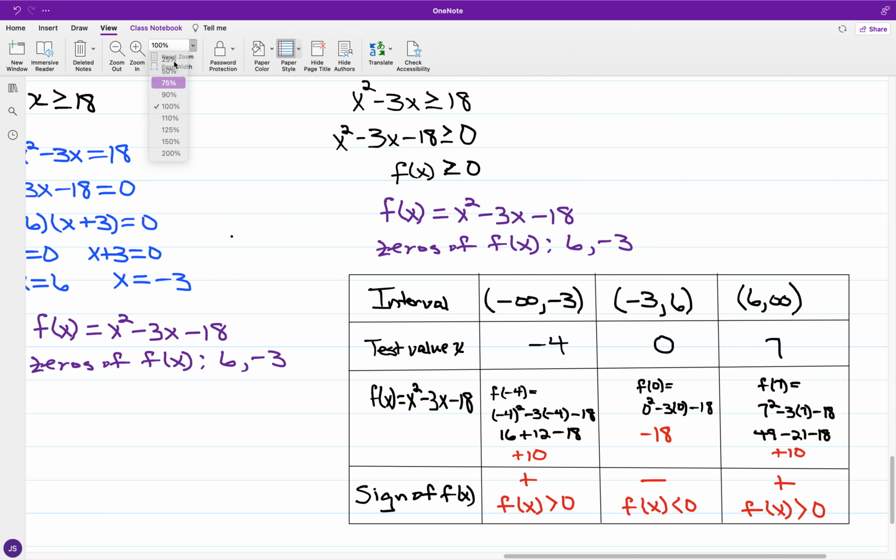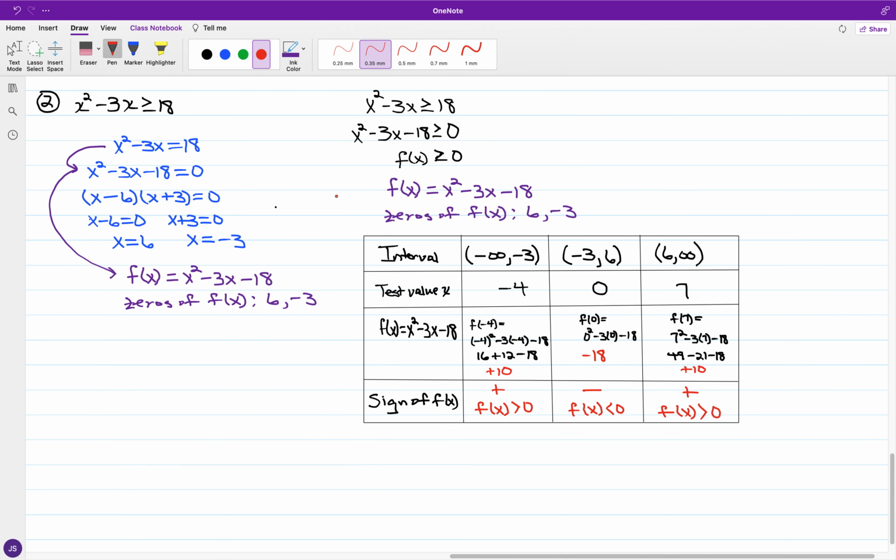And now looking at the inequality, we have x squared minus 3x is greater than or equal to 18. And again, this led up to x squared minus 3x minus 18 is greater than or equal to 0. So this will lead up to f of x is greater than or equal to 0.